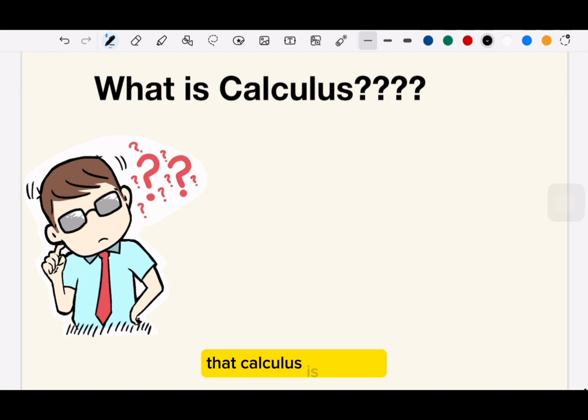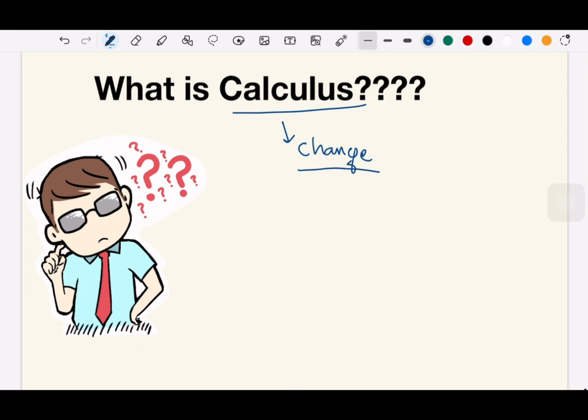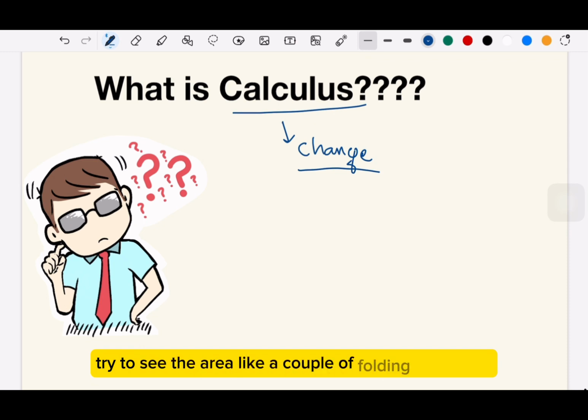That calculus is actually related to change. Because if you think carefully, when you calculate volume or area, you are trying to calculate something you can see as numbers. That is also related to change, how it's changing.